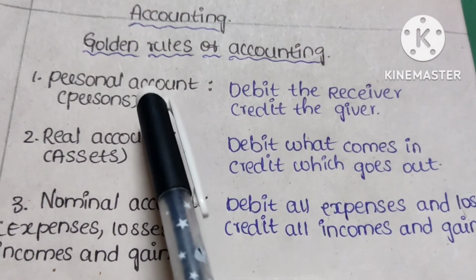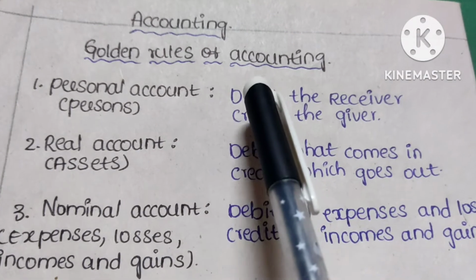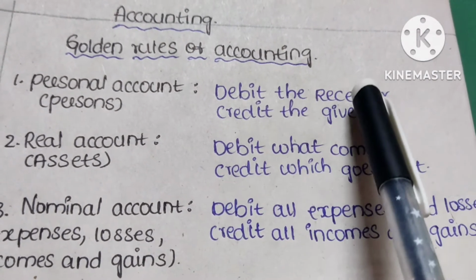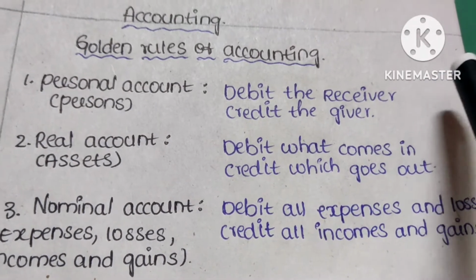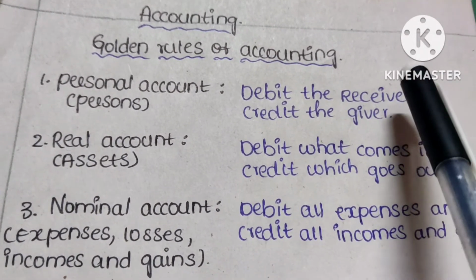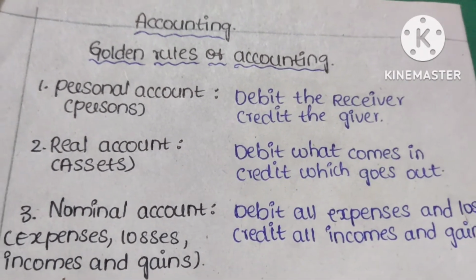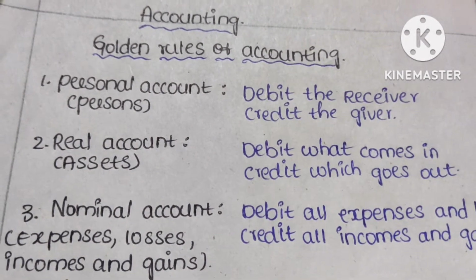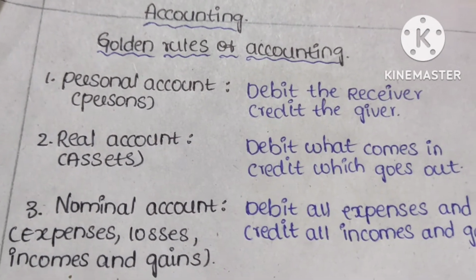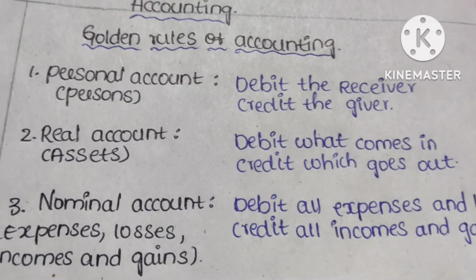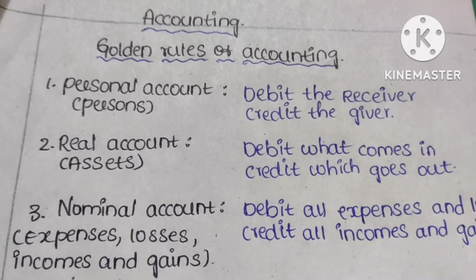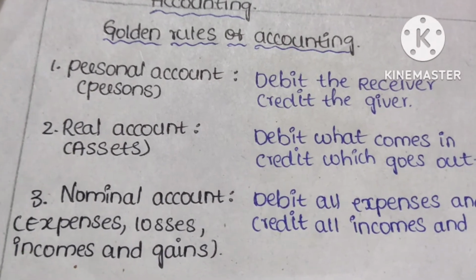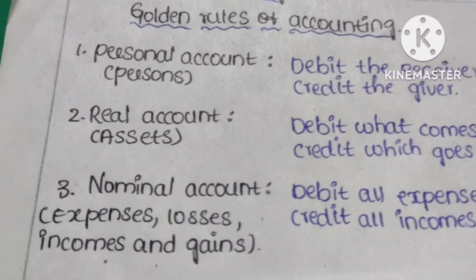Personal account explains about persons, that is, debit the receiver, meaning who received the cash or cheque from the bank or from a person is known as the receiver. For example, I am giving 10,000 cash to you. So you will become the receiver, meaning debit. I will become the giver, as a credit. I think you understand this example, friends.